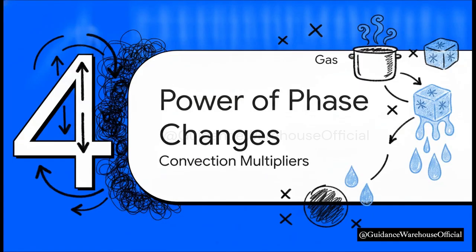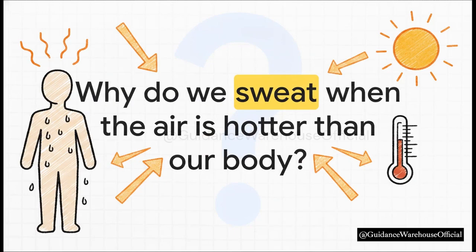Section 4. The power of phase changes. Now that was a massive amount of energy, but hold on because we are about to multiply it. What happens when we combine convection with water changing its physical state?